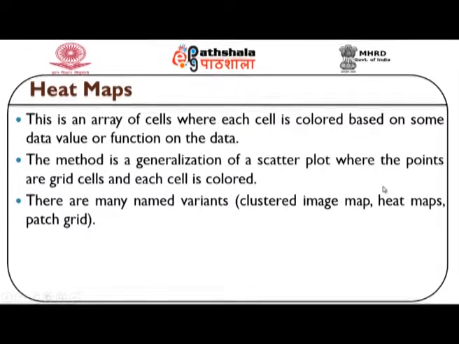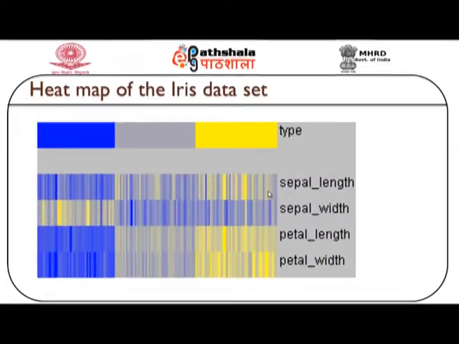The next type of visualization is the heat map. This is an array of cells where each cell is colored based on some data value or a function on the data. The method is a generalization of a scatter plot where the points are grid cells and each cell is colored. There are many variants, namely the clustered image map and patch map, which are all synonyms for the heat map.